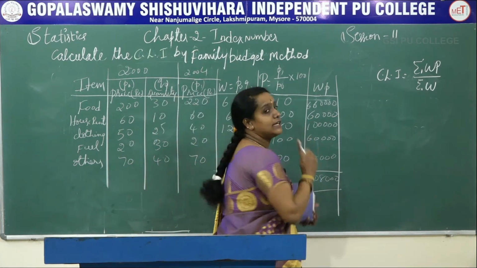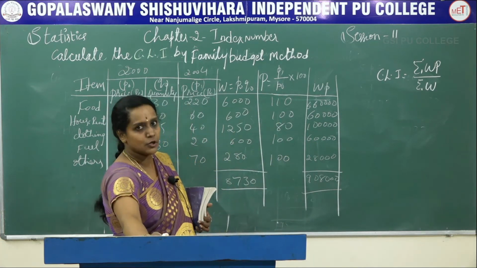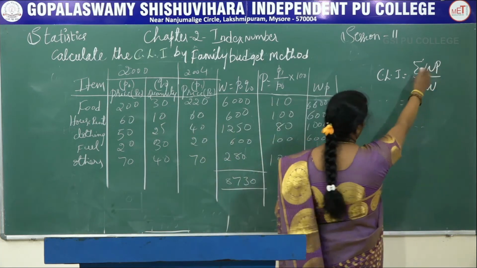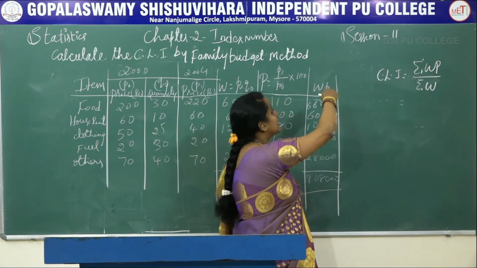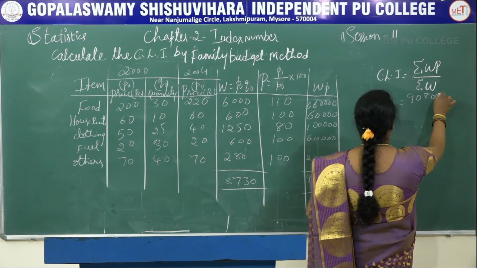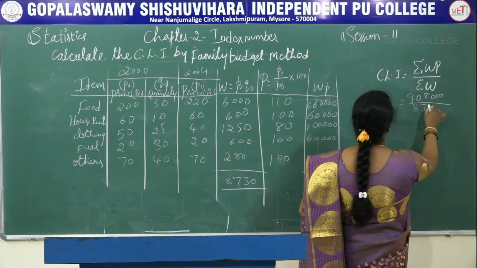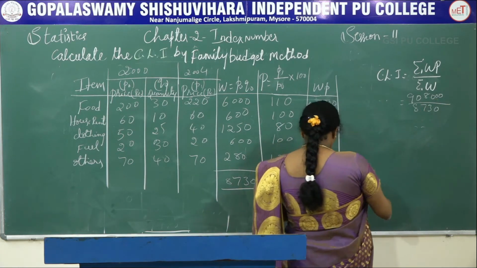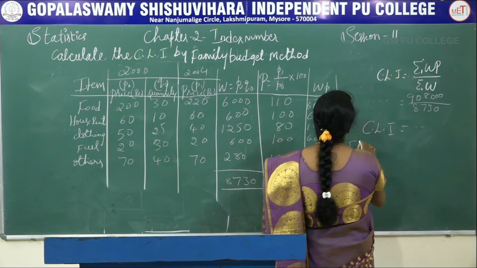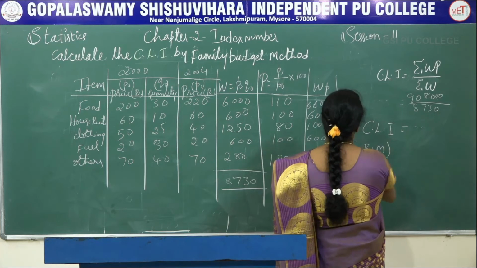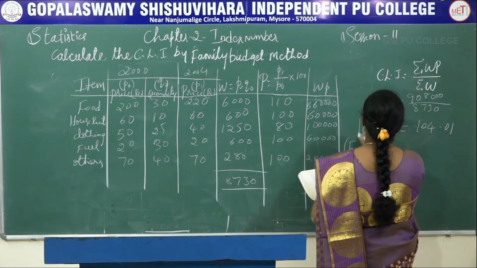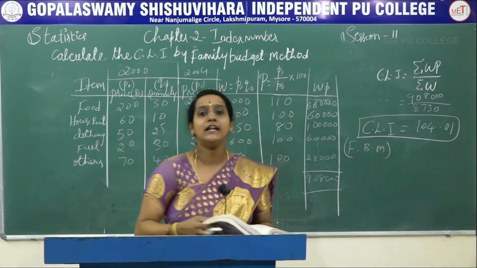Now substitute summation of WP and summation W in the formula. Here we will not multiply by 100 because we have already multiplied by 100 in the price relative. It is 908,000 divided by 8730, and the value is the cost of living index number for the family budget method. It is 104.01.